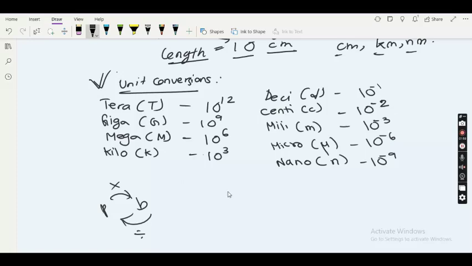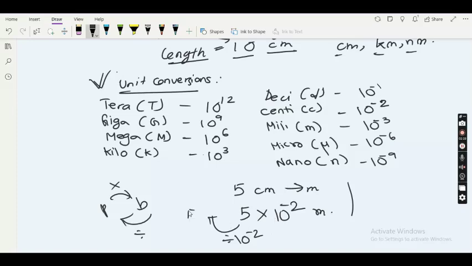Now let's see an example. Let's say we want to convert 5 centimeter into meters. So 5, and since it's converting from prefix to base unit, we will be multiplying it. So multiplied by 10 to the power minus 2. And that is the unit in meters. And to go from meter into centimeter, we're just going to divide it by 10 to the power minus 2. And therefore we will again get 5.